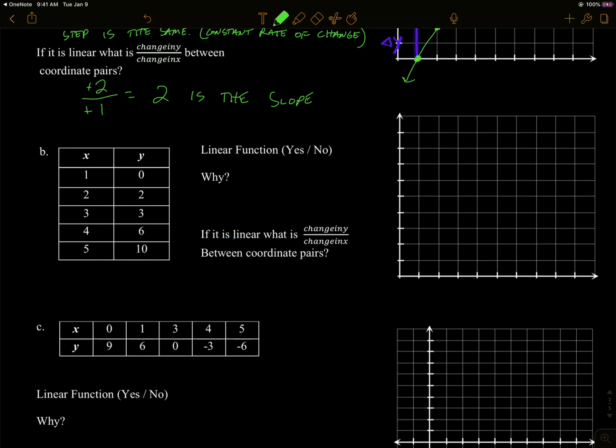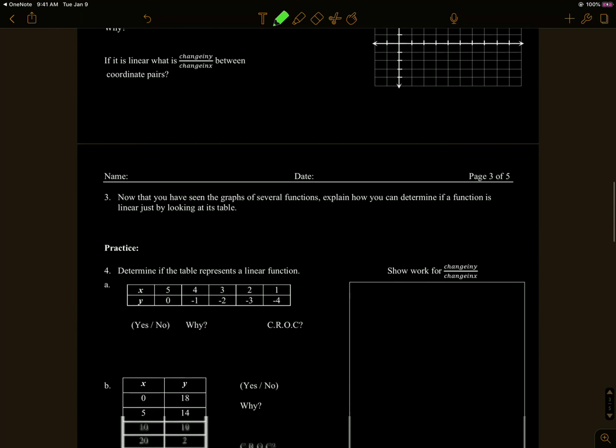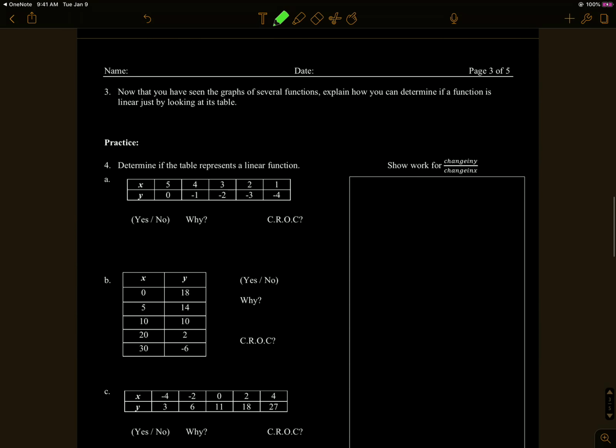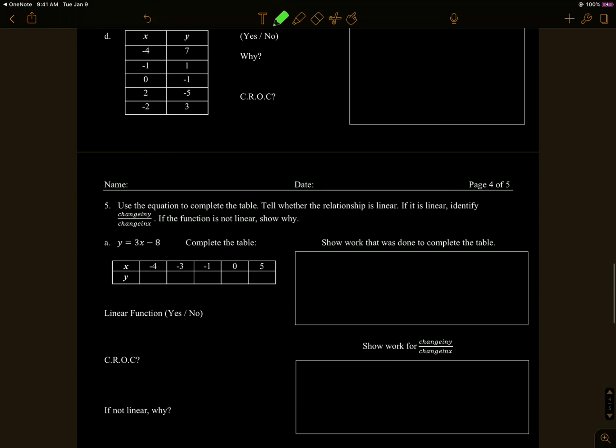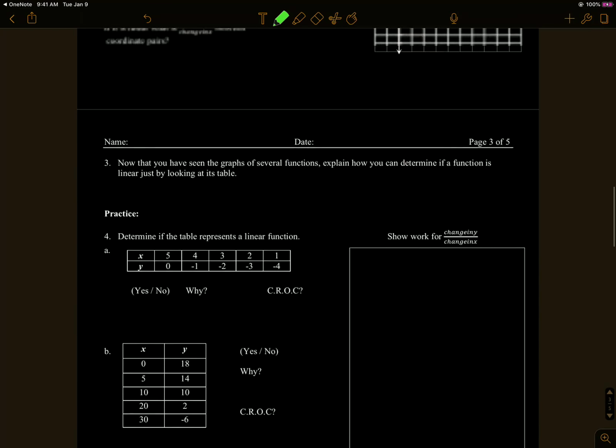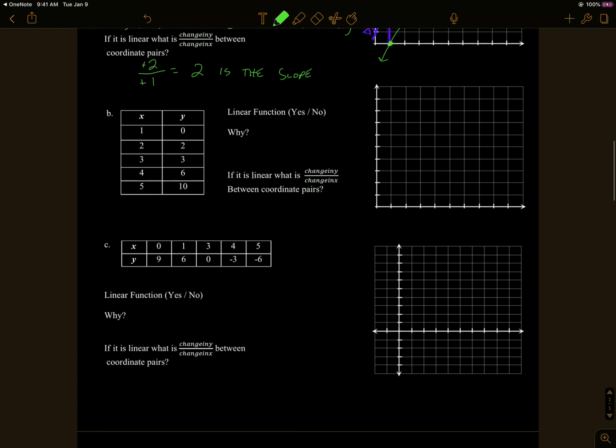All right, so let's look at the next table. Let me see here. Some of this is going to be classwork. Yeah, there's quite a bit here. So we'll finish this page together.